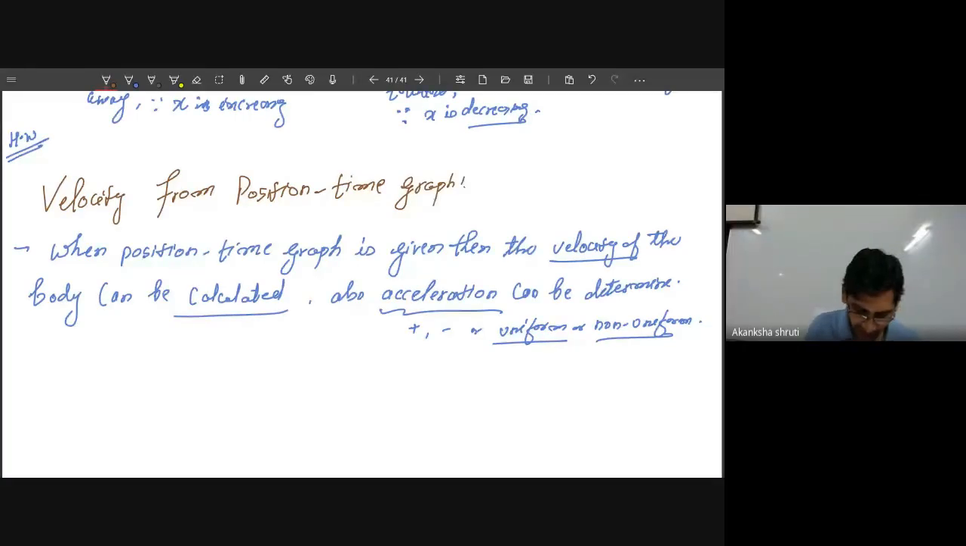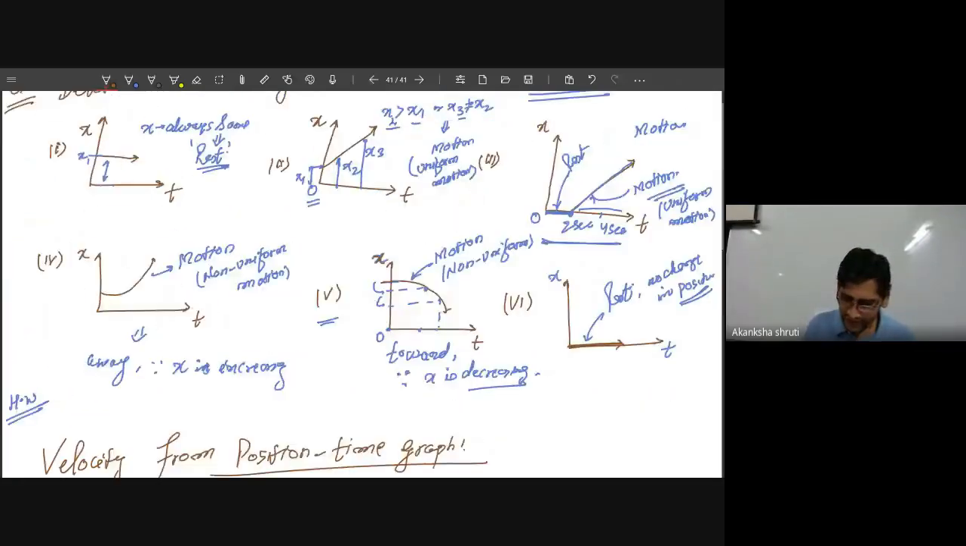Students, in the above example we have learned, or at least we can identify, that the body is in motion. Excluding the first part and the sixth part, we can say in the remaining cases the body is in motion. Now the question is that if the body is in motion, it must have some speed or velocity. So if such graphs are given, then how to determine their velocity? That is the next topic.